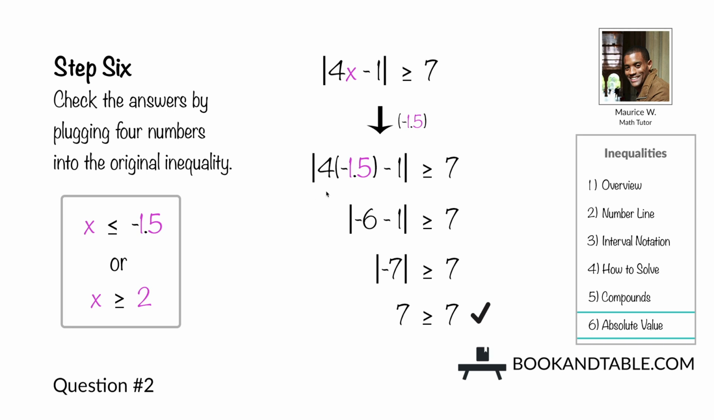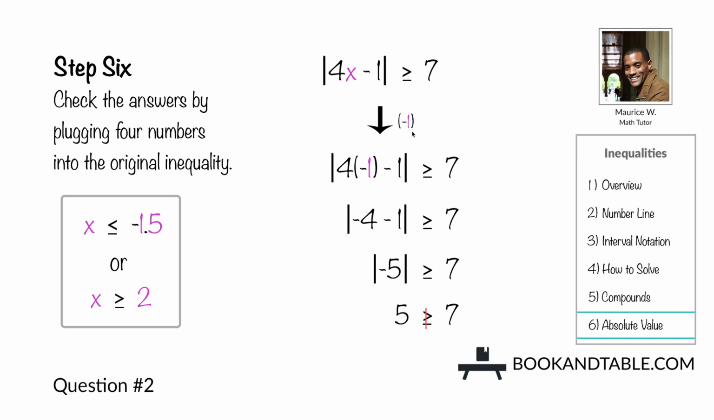When we plug in negative 1.5 for x, we get 4 times negative 1.5, which is negative 6. Negative 6 minus 1 is negative 7. And the absolute value of negative 7 is 7, giving us 7 is greater than or equal to 7, which is a true statement. So negative 1.5 works.